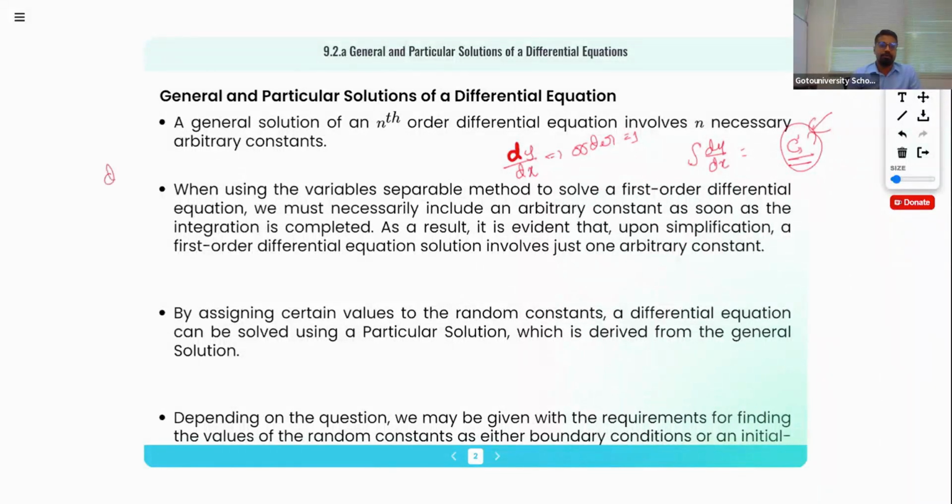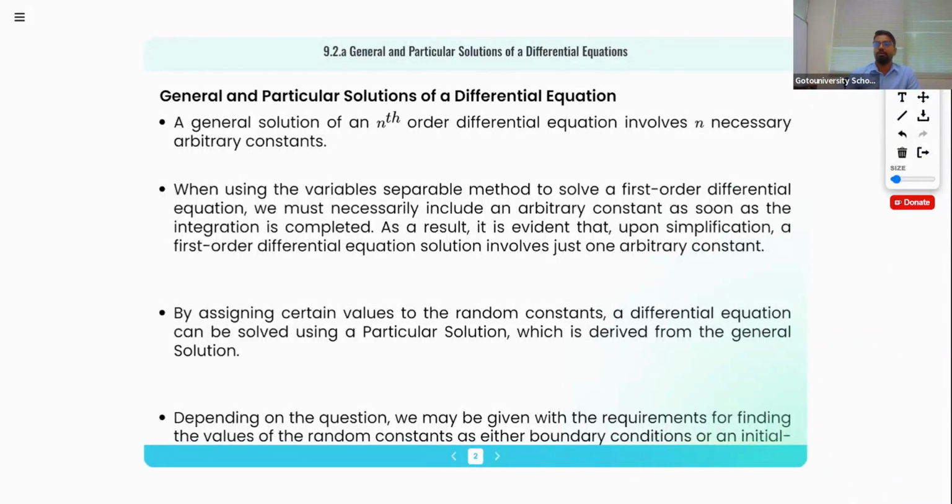Whereas if you have a second order derivative, when you integrate one time, you won't get the solution. You get one constant. Further, if you integrate again, then only will you get the solution. Then you will have one more constant. So that is what the statement says here: a general solution of an nth order differential equation involves n arbitrary constants.